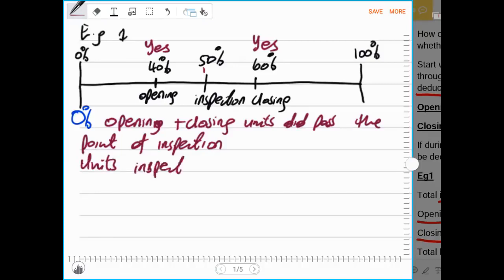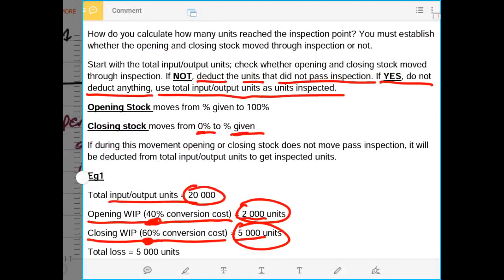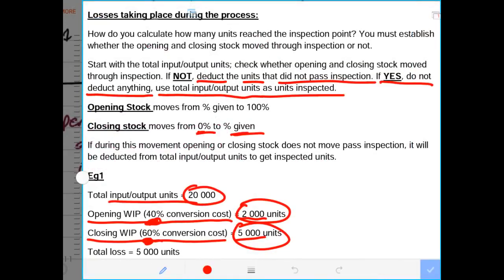Units inspected. So now we are calculating the units inspected. It will be 20,000 units. Remember, we don't deduct the opening or the closing. It will be 20,000 times 10%. Where is the 10% coming from? The 10% is coming from the normal loss.